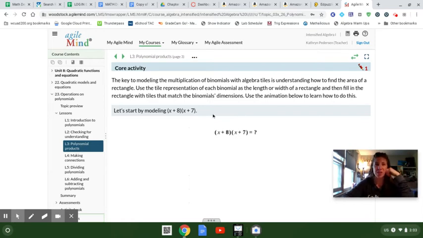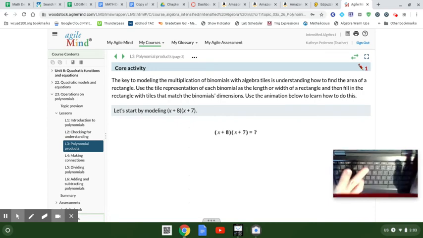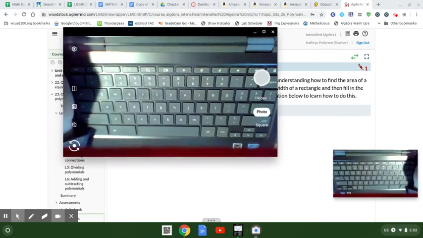I won't really be using Agile Mind slides, but again, you are welcome to go through those. They have some great information. We are going to be in your workbook. We are going to start on page 326. Page 326. You may want to grab a calculator also. I'm going to flip around this camera and we will get started.